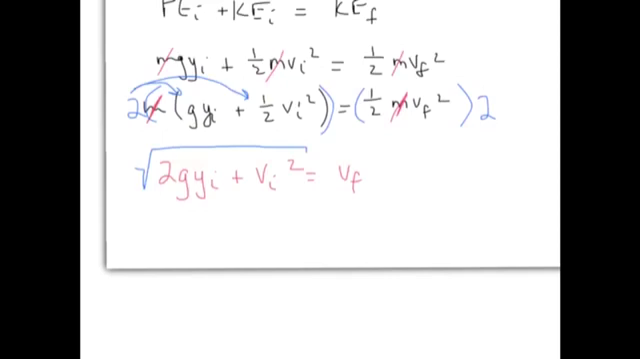What if you're not given a velocity? Well, if you're not given vi, you can't solve this problem. How could you? You would be missing a variable.